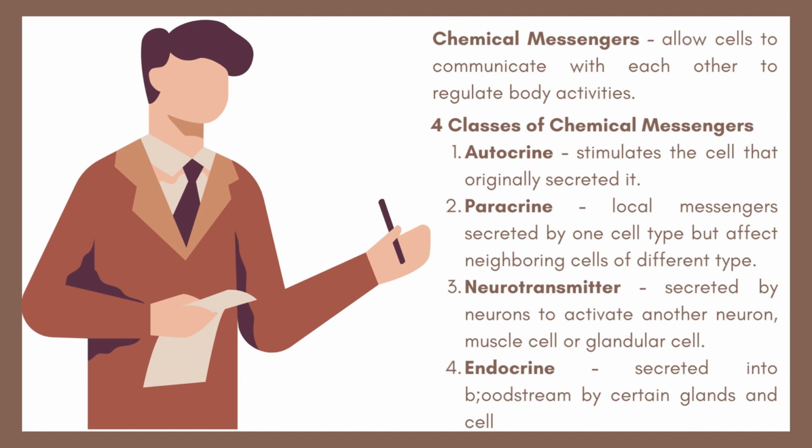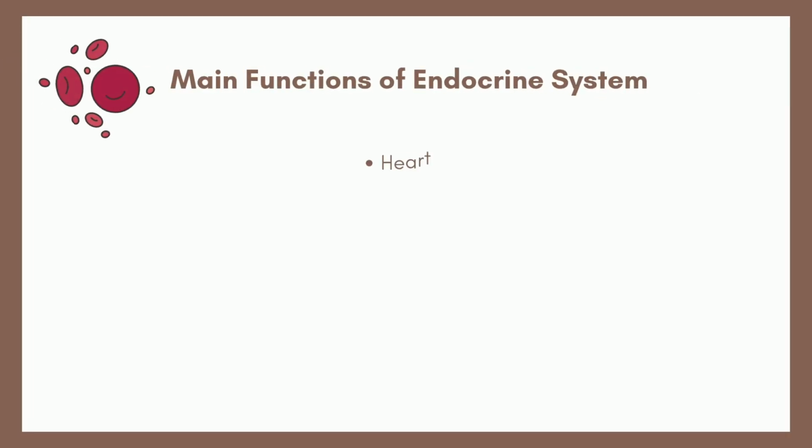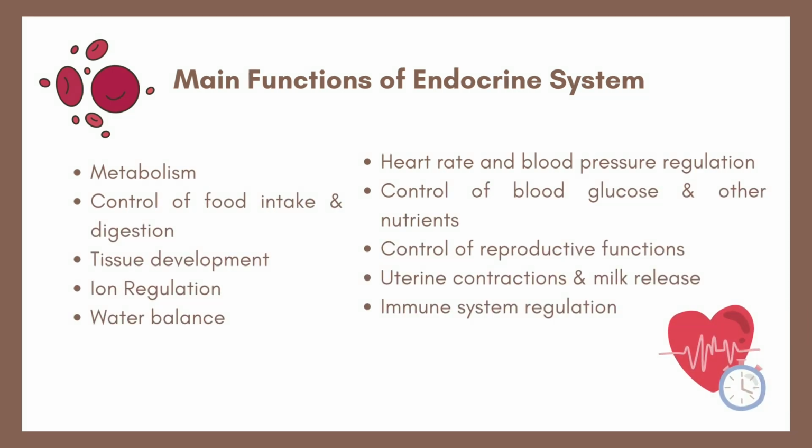Next is the neurotransmitter. It is a chemical messenger that activates another neuron, muscle cell, or glandular cell. Meaning, it stimulates our body's response to allow us to act or react to different stressors. And lastly, the endocrine. It is a chemical messenger that is transmitted into the blood to change the activity of distant target cells. So let us now move on to the endocrine system.